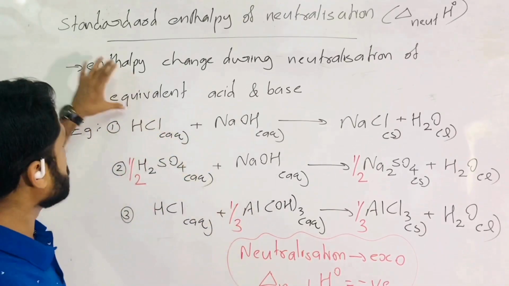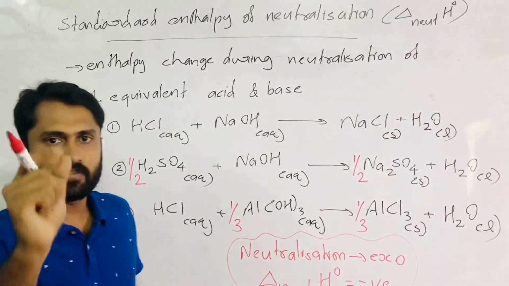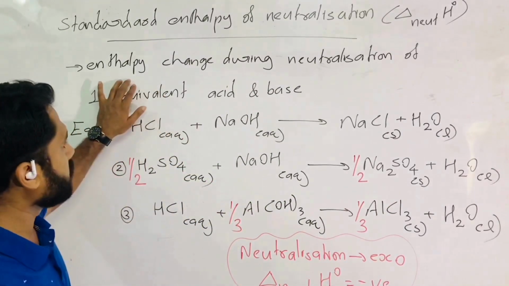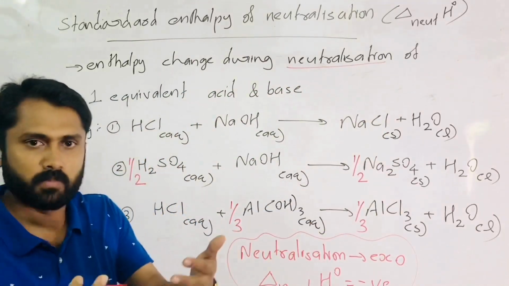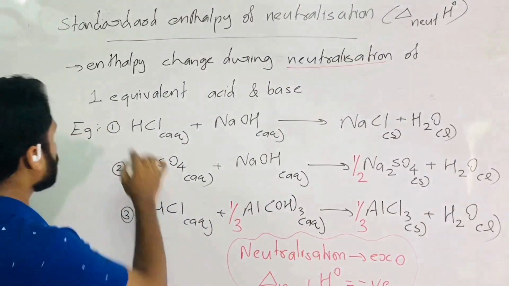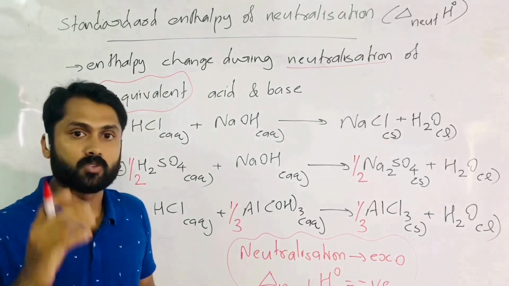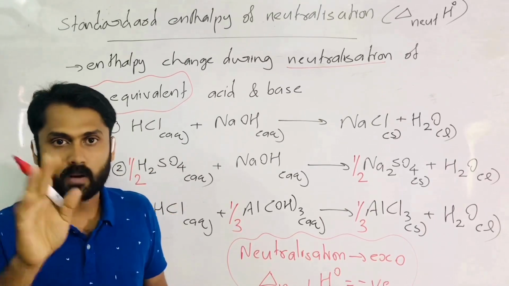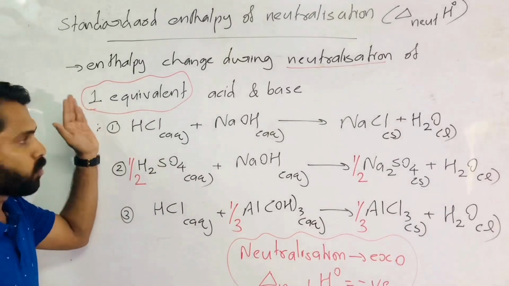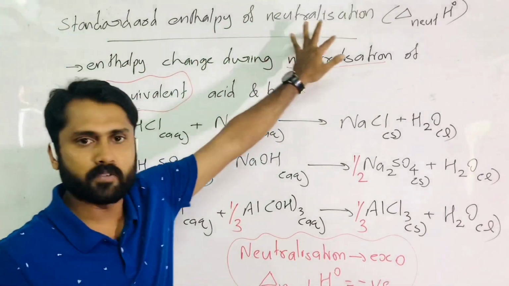Then, first I am discussing its definition with examples. Standard enthalpy of neutralization means the enthalpy change during neutralization, that means the reaction between acid and base, but one equivalent of acid and base. Generally, we use 1 mole in most definitions, but here it is not 1 mole, it is 1 equivalent. 1 equivalent of acid and base, that is known as standard enthalpy of neutralization.